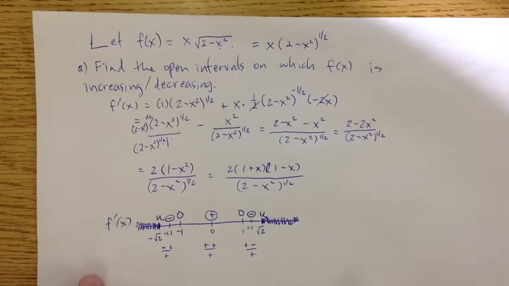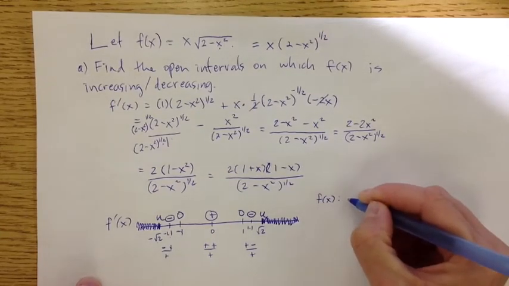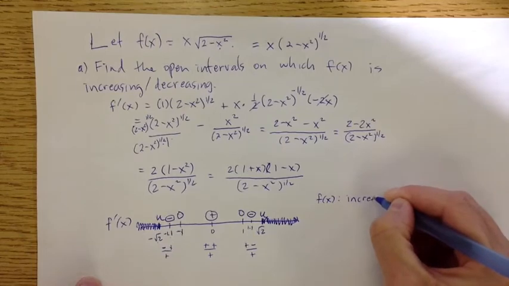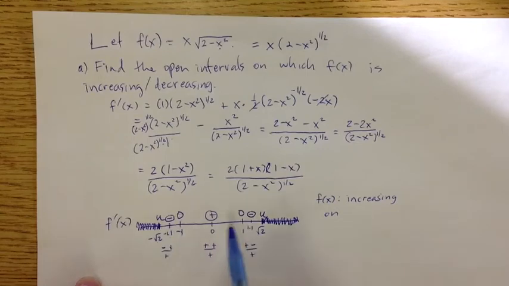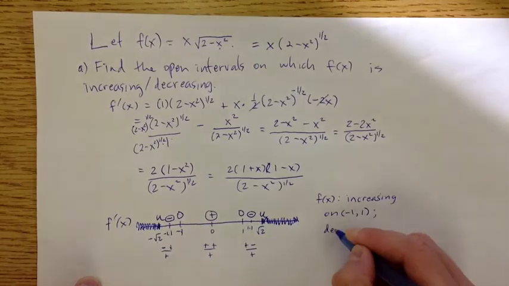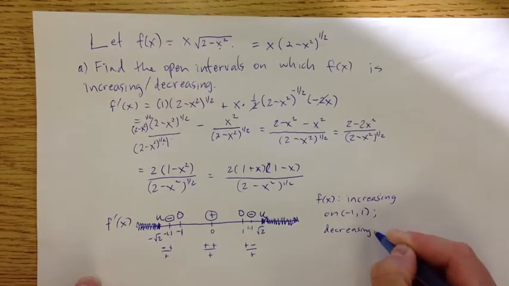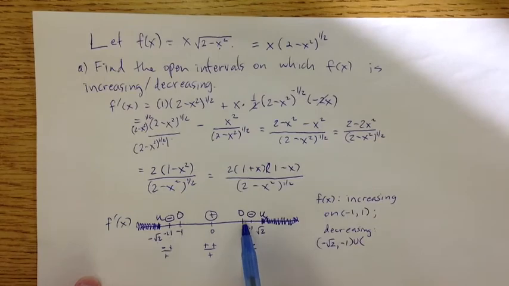So we see that since f prime is positive here, f is going to be increasing from negative 1 to 1. So negative 1 comma 1. And it is decreasing from negative root 2 to negative 1, union 1 to root 2.